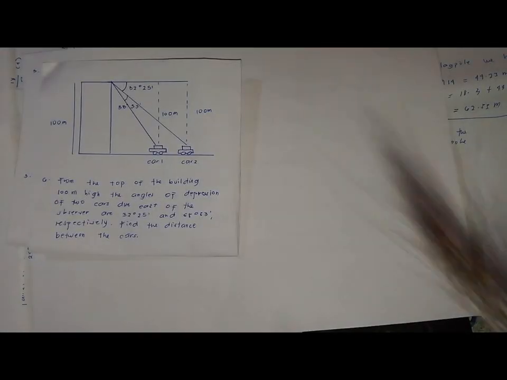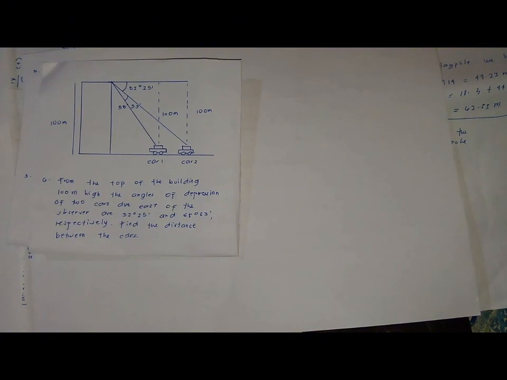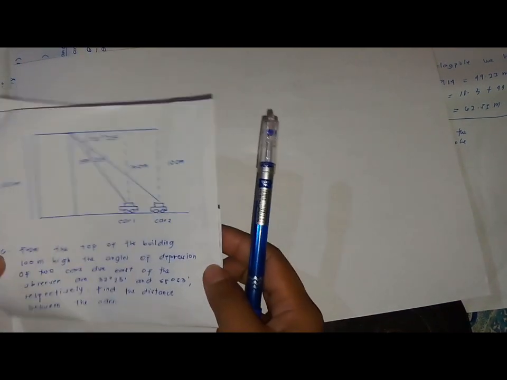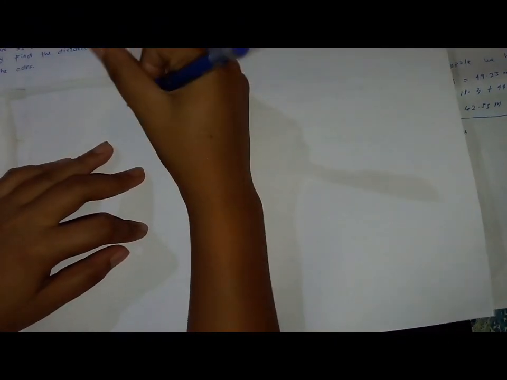For question number 6: from the top of a building 100 meters high, the angles of depression of two cars due east of the observer are 32 degrees and 25 minutes and 58 degrees and 53 minutes respectively. Find the distance between the cars. So, solution.